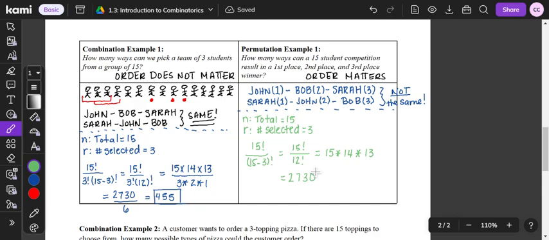So even though I'm using the same numbers, 15 and 3, the permutation example is going to be way bigger because, like I said, these two outcomes, we treat them the same because they're the same people and the order doesn't matter. And so you end up with a much smaller amount of possibilities. Whereas over here, these two outcomes are not the same because the order they're picked in matters. So you end up with way more possibilities. There are 2,730 possible ways that 3 people can place in a 15 student competition.